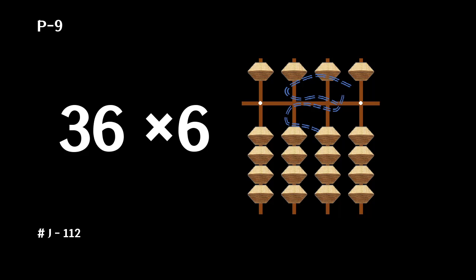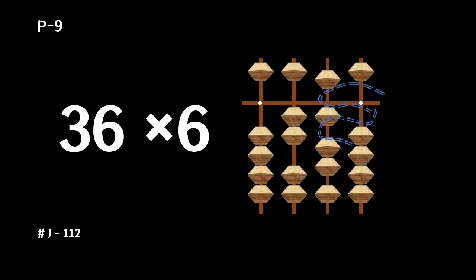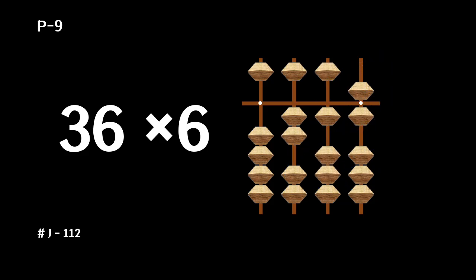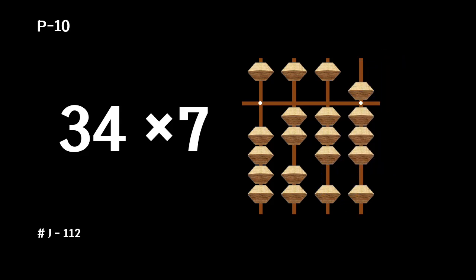3 by 6 is 18. 6 by 6 is 36. The answer is 216. 3 by 7 is 21. 4 by 7 is 28. The answer is 238.